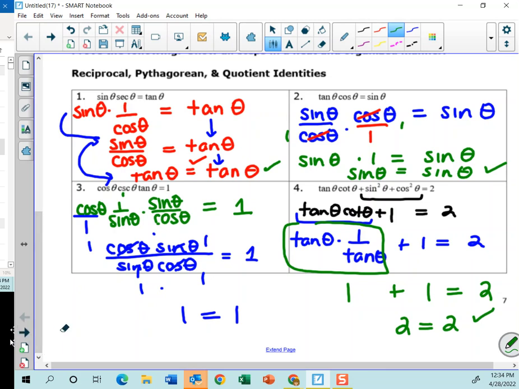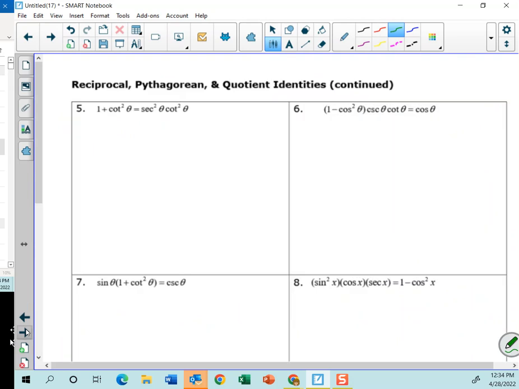If it doesn't feel like we're doing much differently from when we were simplifying, you're 100% right. We are just simplifying one side, but we have a goal on the other to get to.